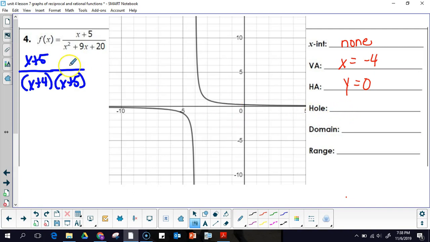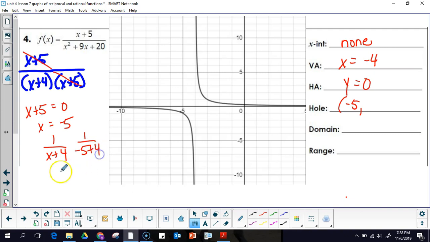Here's how we find it. We set this equal to 0. So we set the x plus 5 equal to 0. So that means x equals -5. So the x value is -5. And then we simplify the whole thing, 1 over x plus 4. And we plug in a -5 right here. So 1 over -5 plus 4 is 1 over -1. And that equals -1. So my y value is -1.